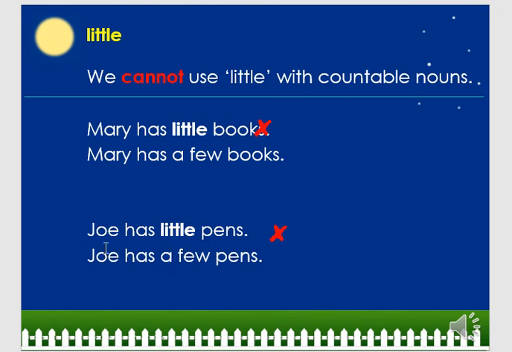Next example, Joe has little pens. Do we say that to our friends? No, we don't, okay? Instead, we say Joe has a few pens. So we use a few with countable nouns.